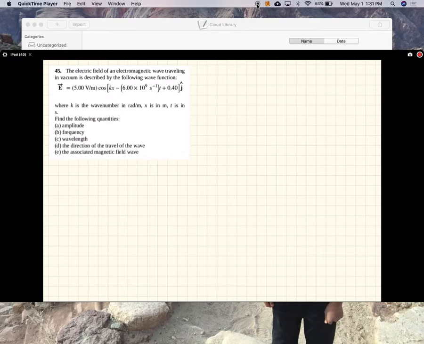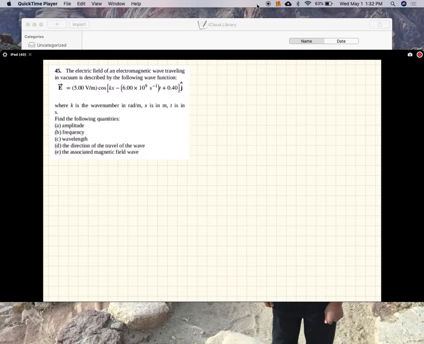All right, let's look at this problem. The electric field of an electromagnetic wave traveling in vacuum is described by the following wave function. E is 5 volt per meter cosine of kx minus omega t plus phi, where k is the wave number and so on. Find the following quantities.